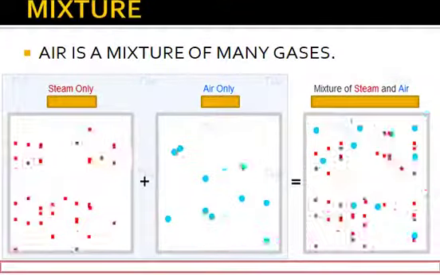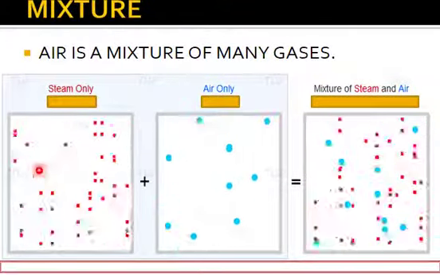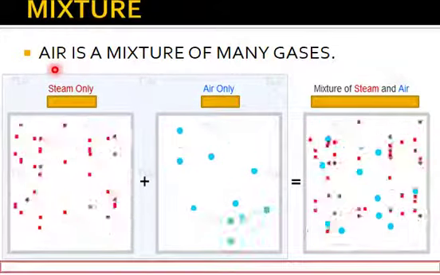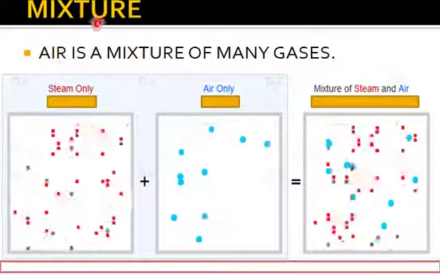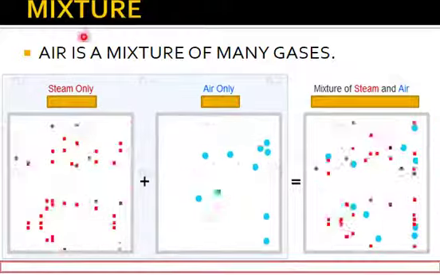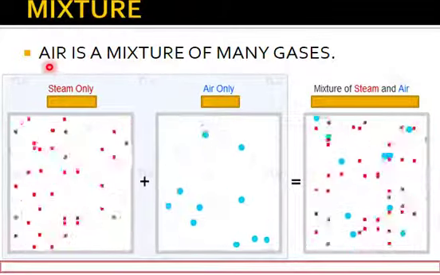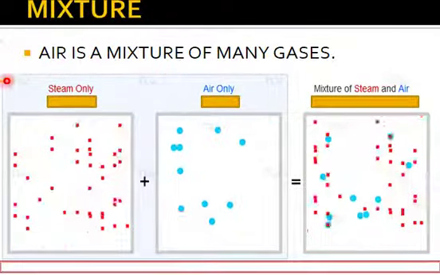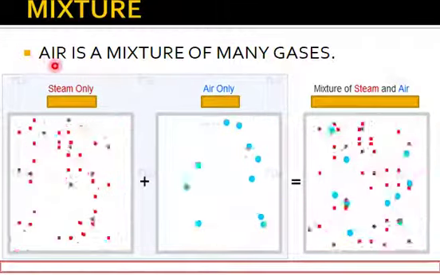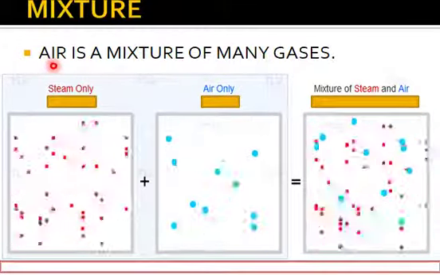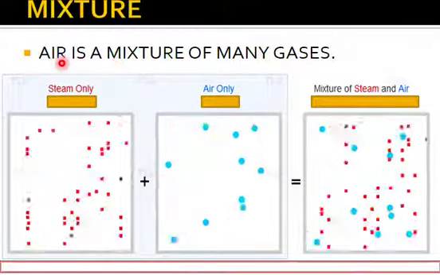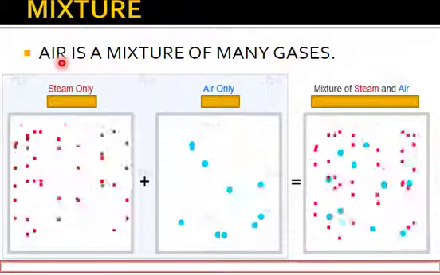Yes, my dear students, you can see here the mixture process. So what is a mixture? A mixture contains more than one substance. It is not a pure substance. A good example of a mixture, my dear students, you can see here in this slide, and you can also observe in your surroundings. So what is an example of a mixture in your surroundings?